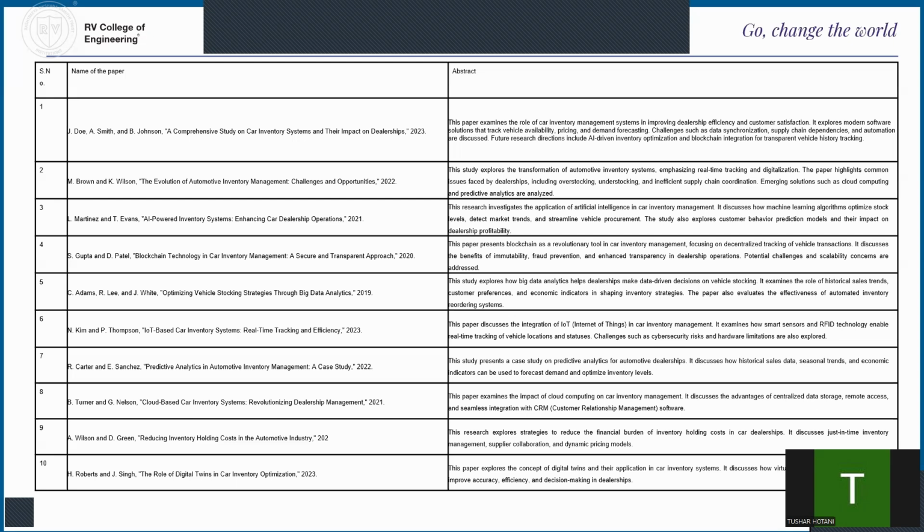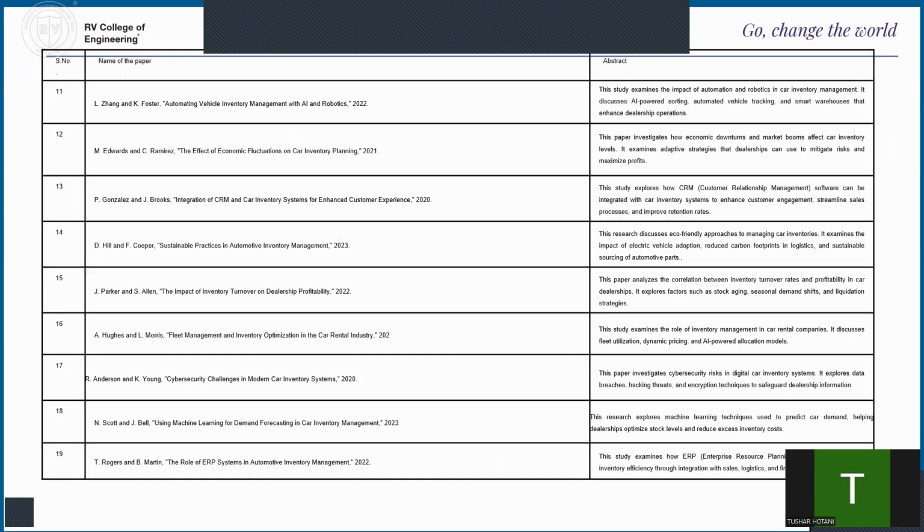Paper 13, paper 14, and paper 15 tell us how cloud-based automated systems work. Cloud computing makes inventory management accessible from anywhere. Paper 13 tells us how cloud-based inventory systems improve the efficiency of the management system. Paper 14 describes how the software reduces effort. Paper 15 shows how mobile apps help managers track inventory remotely.